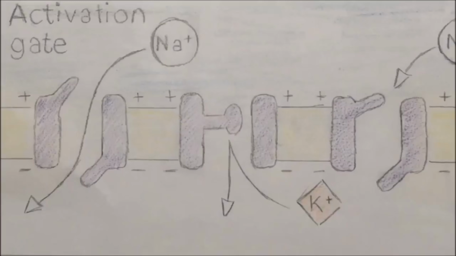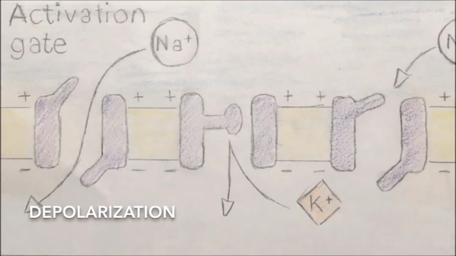The second step in the action potential sequence is known as depolarization. During this step, a stimulus opens the activation gates on some sodium plus channels. The sodium plus influx through these channels depolarizes the membrane. If the depolarization reaches the threshold, then an action potential is triggered.